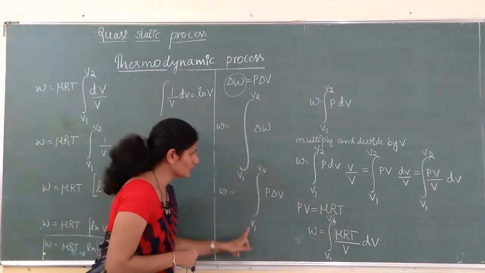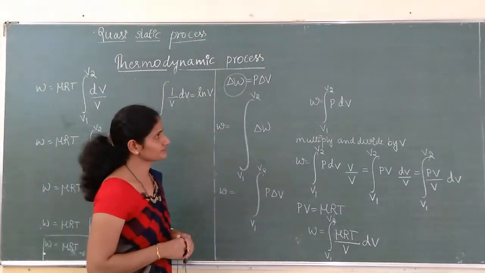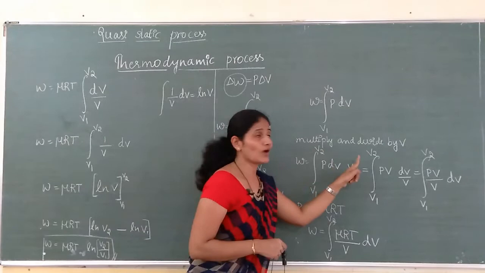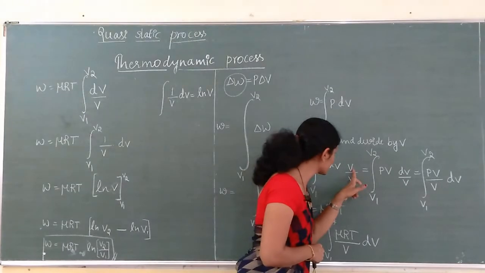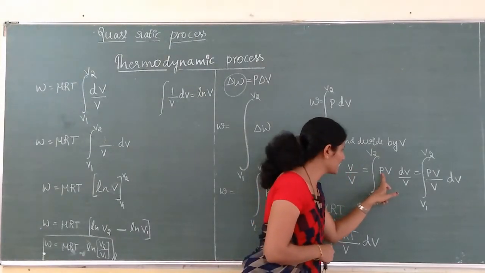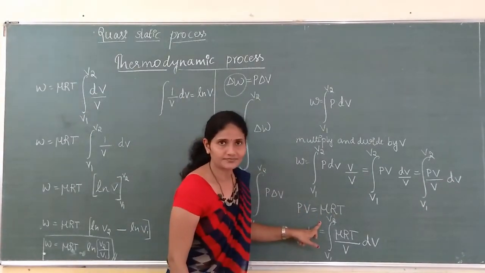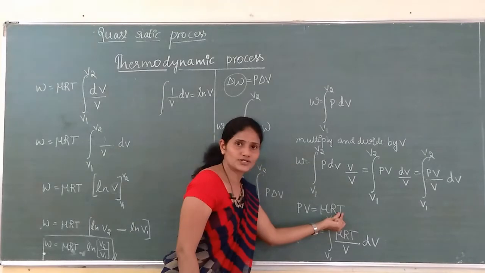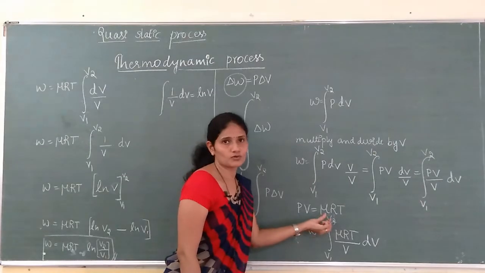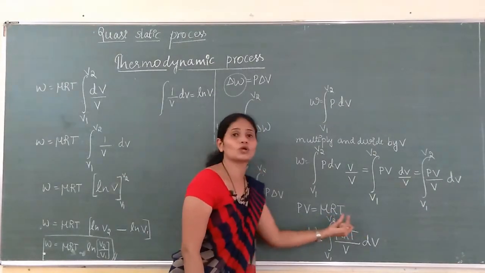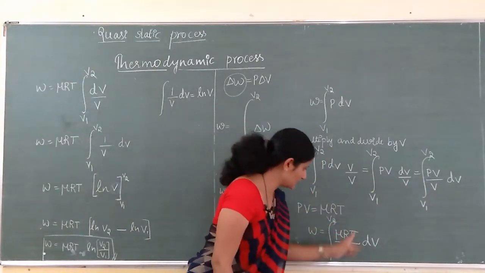So, W is equal to the integral from V1 to V2 of delta W, which is nothing but P into delta V. Multiply and divide by V, and write this V along with pressure P: PV into dV by V. We know that PV is equal to mu RT. For an isothermal process, T is constant, the universal gas constant R is constant, and mu is the number of moles, also constant. Therefore, PV is constant. So, instead of PV, I will write mu RT dV by V.